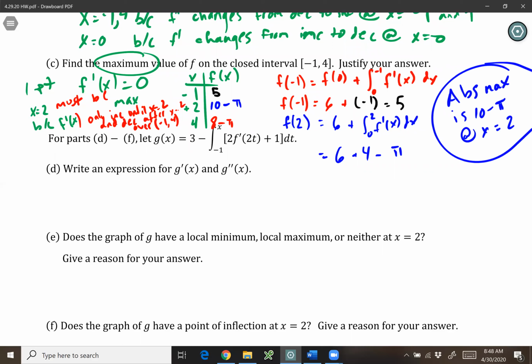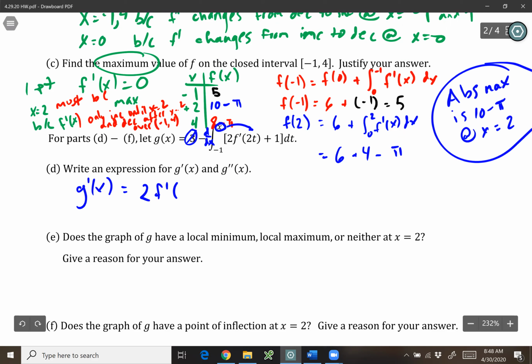All right, D says find an expression for g prime of x and g double prime of x. So for g prime of x, we're going to take the derivative. When we take the derivative of this, the derivative of 3 just goes to 0. And the derivative of this, we plug it in. So it's 2f prime of 2x, and we're still going to have the plus 1. The reason we still have the plus 1 is we're plugging in x to 1, and when you plug in x to 1, it's just 1. The 1 doesn't go away because it's inside the integral, right? We're basically keeping this the same.